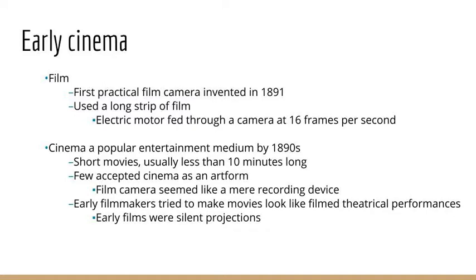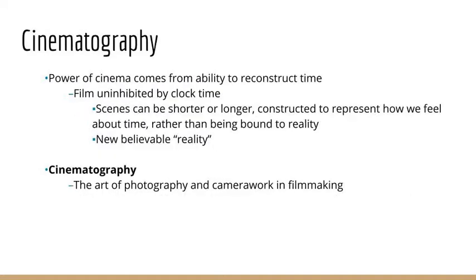Early filmmakers tried to make movies look like filmed theatrical performances, and also early films were silent projections. We all know about silent movies. Well, they weren't able to connect the audio to the movie yet, so they would normally just have movies be silent and then set them to music to make it a little bit more entertaining. But any dialogue was actually written as little title screens in between shots instead of anyone actually being able to say it out loud.